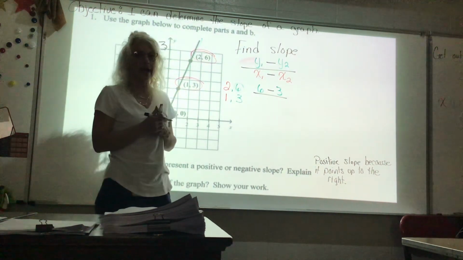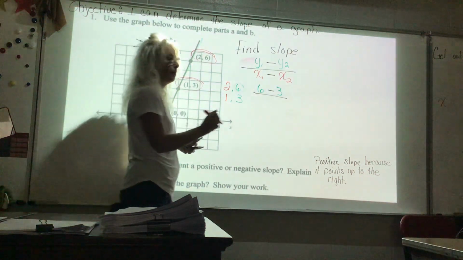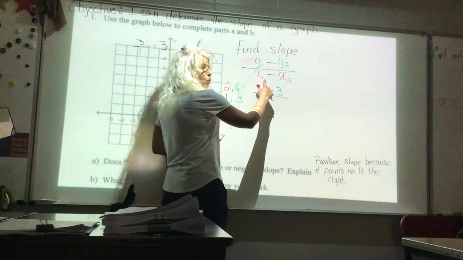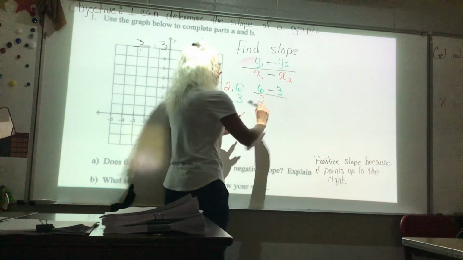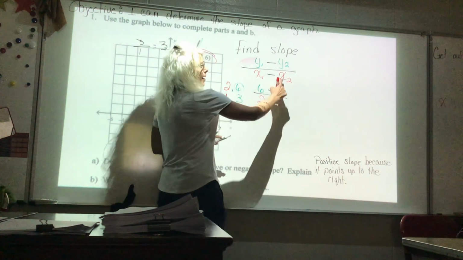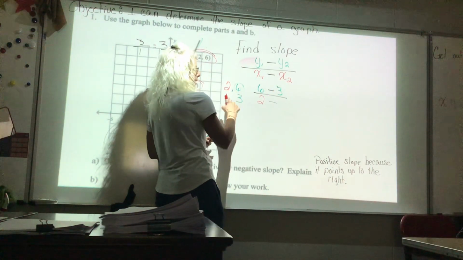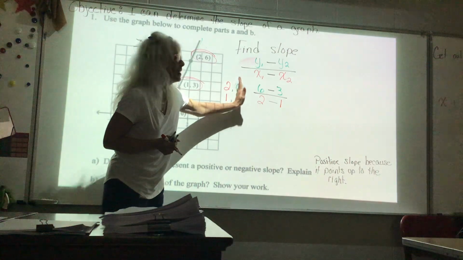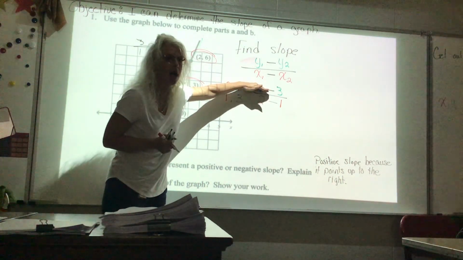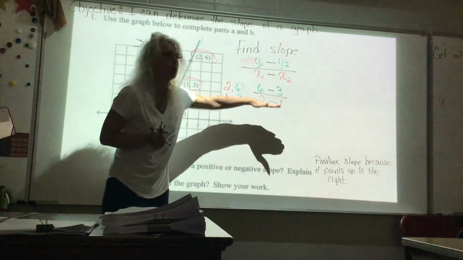Okay? No, you're not supposed to be writing it this time. Then x sub 1, I'm going to go to my first x minus x sub 2, so I'm going to go to my second x and put a 1. Do you notice the green numbers go on top, the red numbers go on bottom?